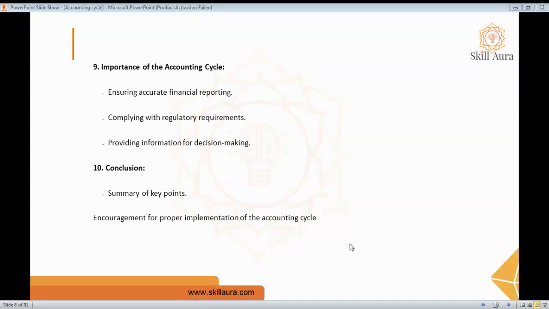Next, we'll understand the importance of the accounting cycle. These are the three important things that we have to keep in mind: the first one is ensuring accurate financial reporting, complying with regulatory requirements, and providing information for decision making. And finally, we'll conclude with all these key points and the implementation of the accounting cycle.